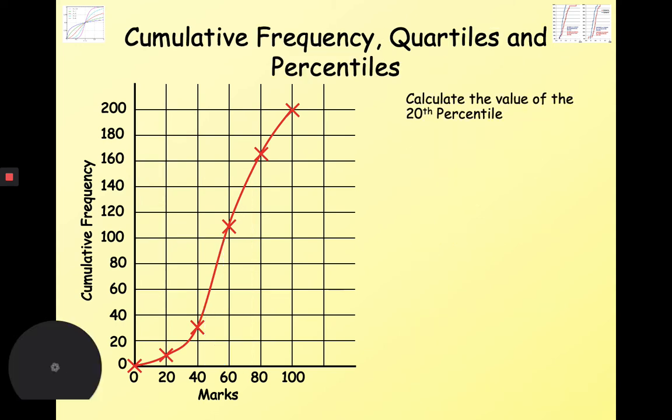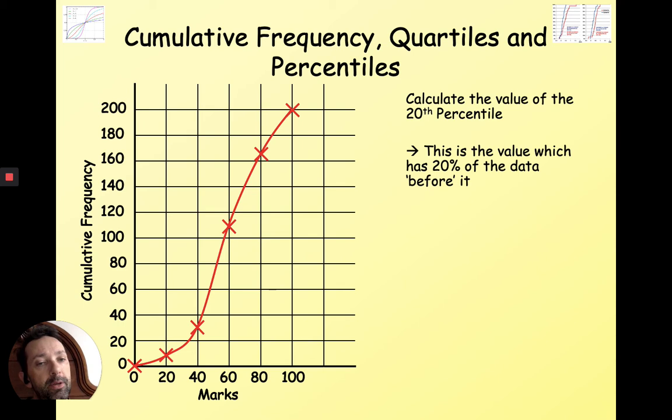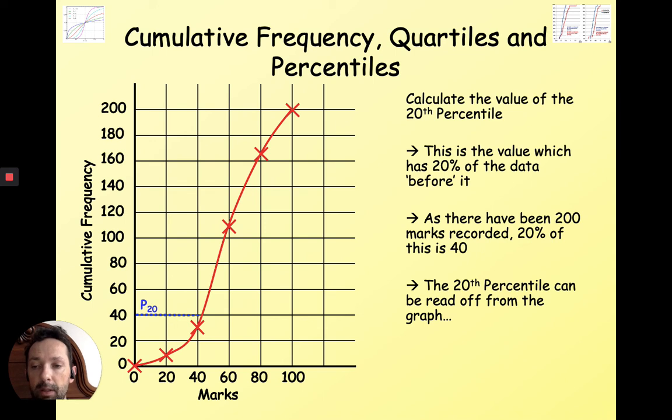Now, the other thing that we sometimes get asked to do, well, all the time, is to calculate the value of a percentile. So, for example, the 20th percentile. It sounds harder than it is. It's just the value which has 20% of the data before it. So, for example, here, I look at my 20th percent. Because there are 200 people, that means the 40th piece of data. I want to know how many marks that is. That should be about 42 marks. So 42 marks is my guess that 20% of all of my data is below.